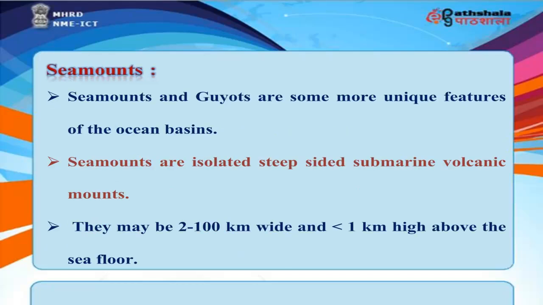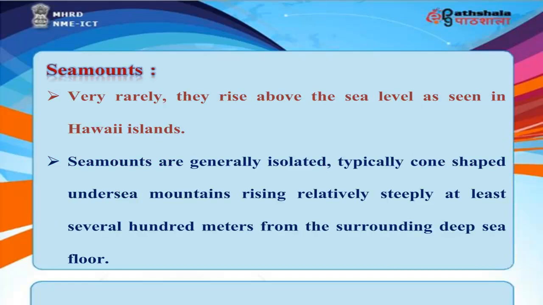Seamounts. Seamounts and guyots are some more unique features of the ocean basins. Seamounts are isolated, steep-sided submarine volcanic mounts. They may be 2 to 100 kilometers wide and less than 1 kilometer high above the seafloor. Very rarely, they rise above the sea level as seen in Hawaii Islands. Seamounts are generally isolated, typically cone-shaped undersea mountains, rising relatively steeply, at least several hundred meters from the surrounding deep sea floor.